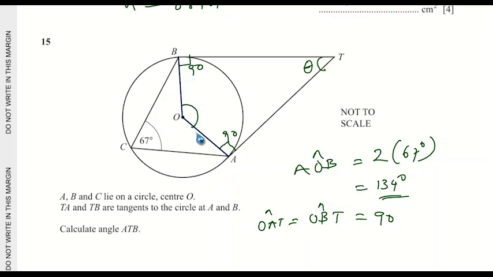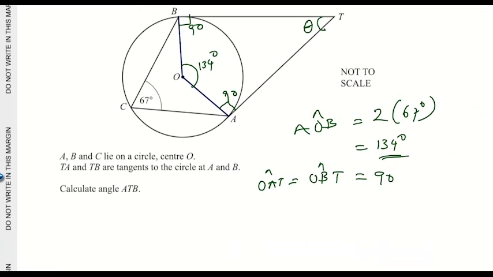Don't forget this is 134 degrees here. If you look at this quadrilateral OATB, we can find the value of theta now because we already know the three angles: 90 degrees, 90 degrees, 134 degrees, and theta. So we can find the value of theta.